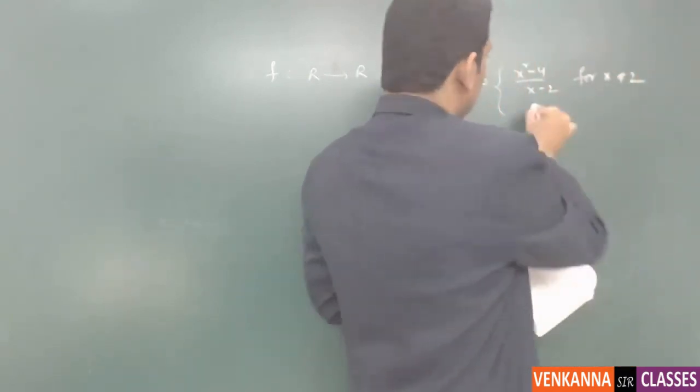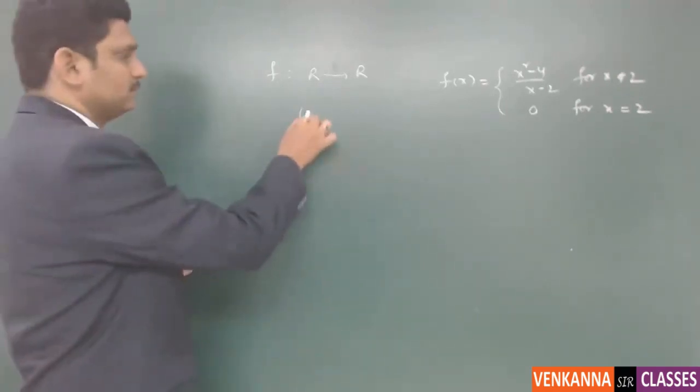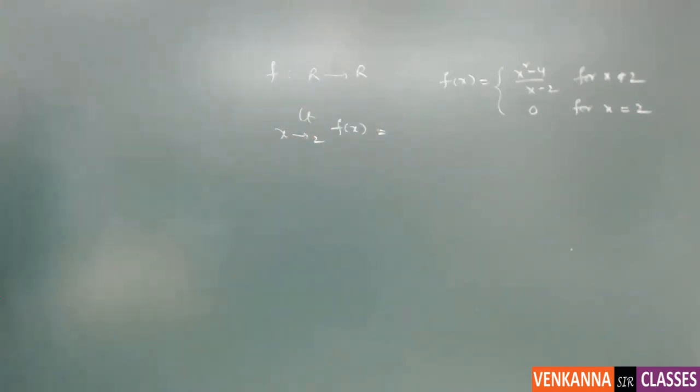And the value is 0 for x equal to 2. So this kind of problem you did at the +2 level. How to calculate the limit, isn't it? Right. Now what I am saying is, if you calculate the limit there, what is the answer? By calculating the limit, the value is 4. Accepted?